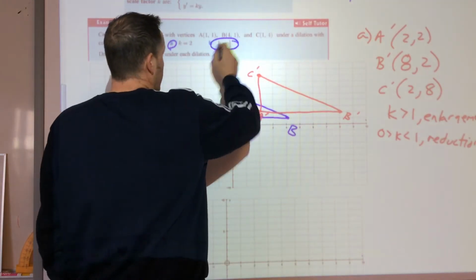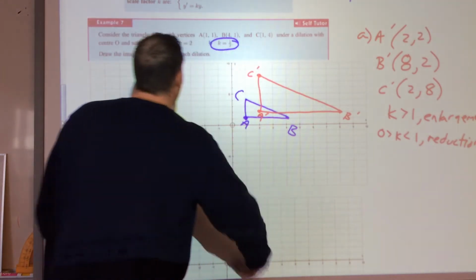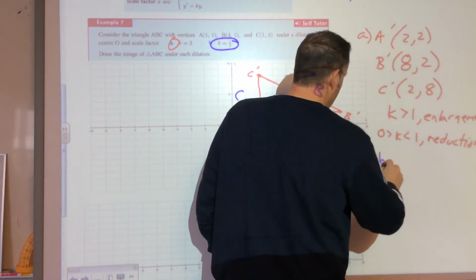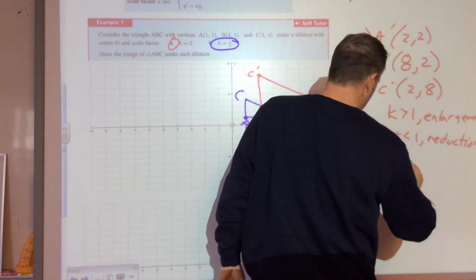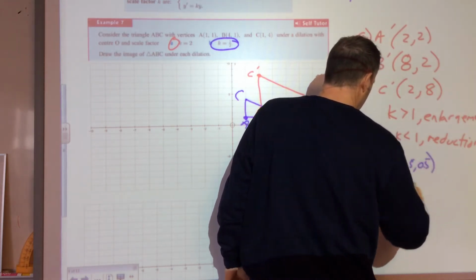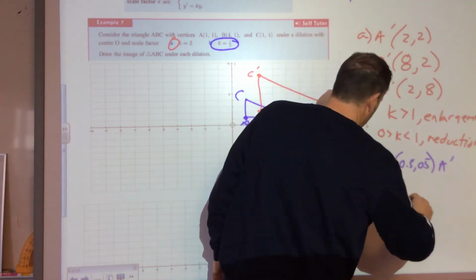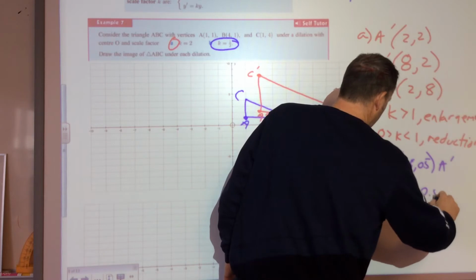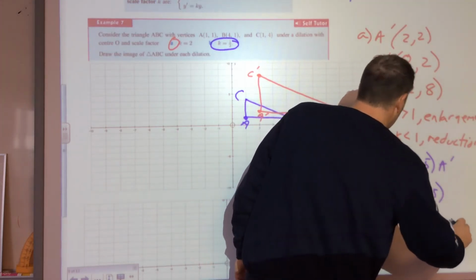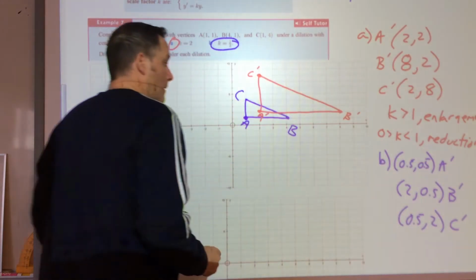We have K is 1/2. Get rid of that. Put it in red so you know what's going on. So now my coordinates for part B, all these values are divided in half. So I have (0.5, 0.5), because many of you prefer decimal. And this one becomes (2, 0.5), and this one becomes (0.5, 2). And that's C prime, B prime.